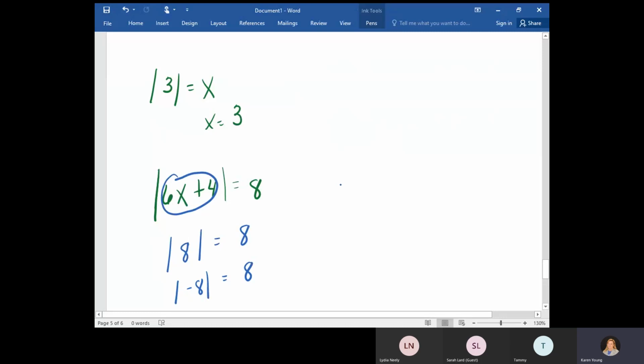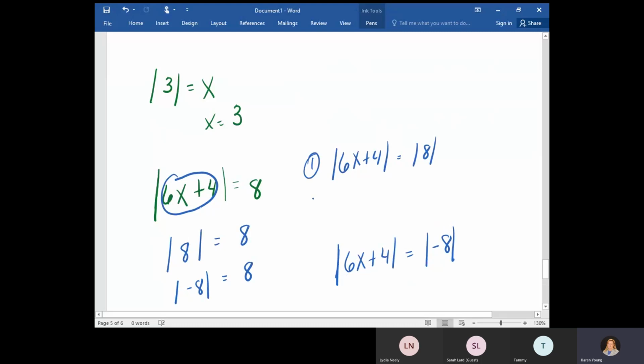Okay, let me go back here. Let's keep the absolute value bars intact. Let's look at it as the absolute value of 6x plus 4 is going to equal the absolute value of +8. That's already given because that's my equation, right? And then let's look at it as the absolute value of 6x plus 4 will also equal the absolute value of -8, because the absolute value of -8 is +8. So we're going to look at these two equations, both of these.